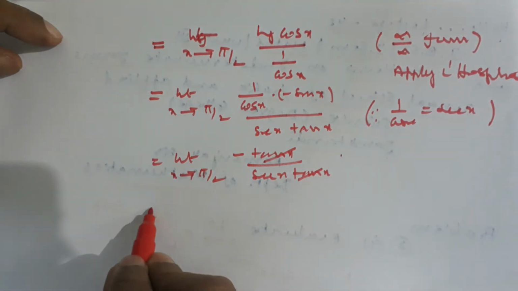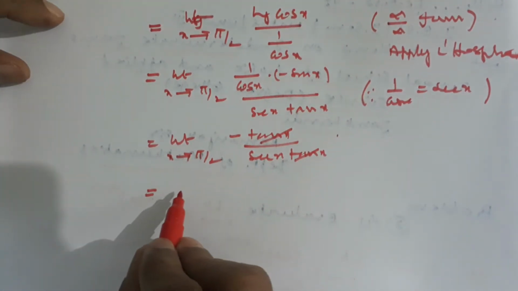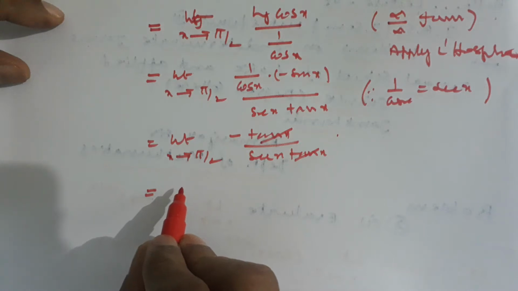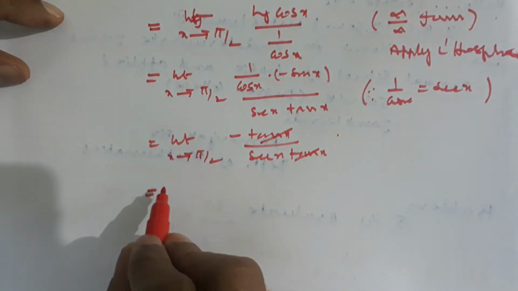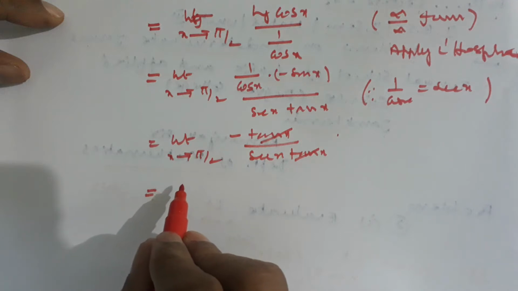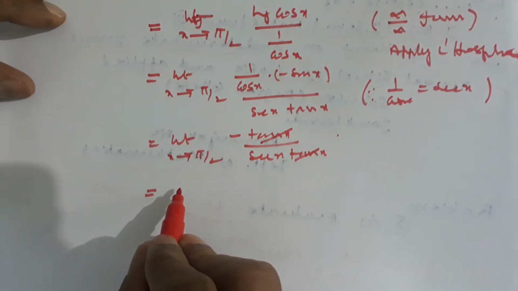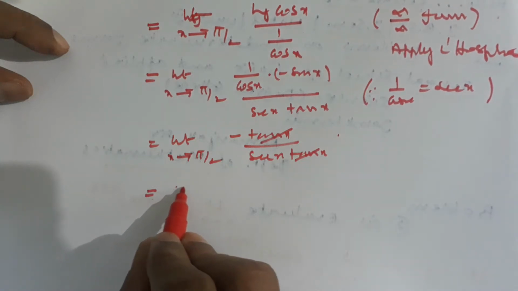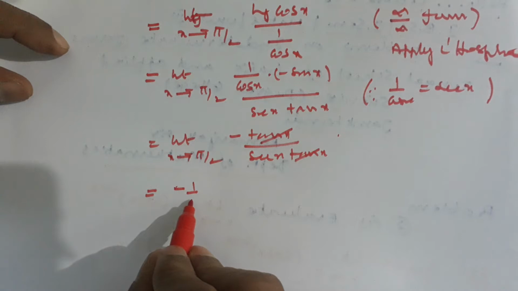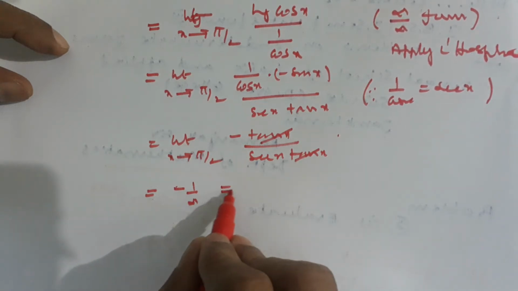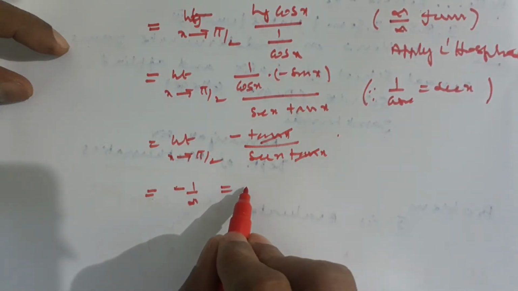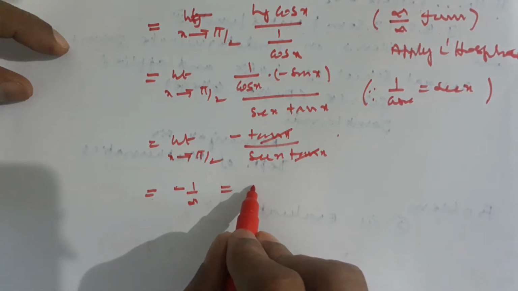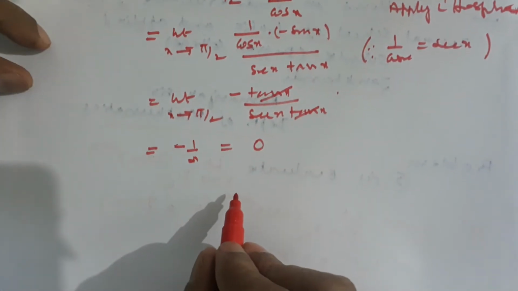Again secant pi by 2 is infinity, as cos 0 is 1, secant 0 is 1 by 1, cos pi by 2 is 0, secant pi by 2 is 1 by 0 is infinity. It is minus 1 by infinity is equal to minus 0 or 0.